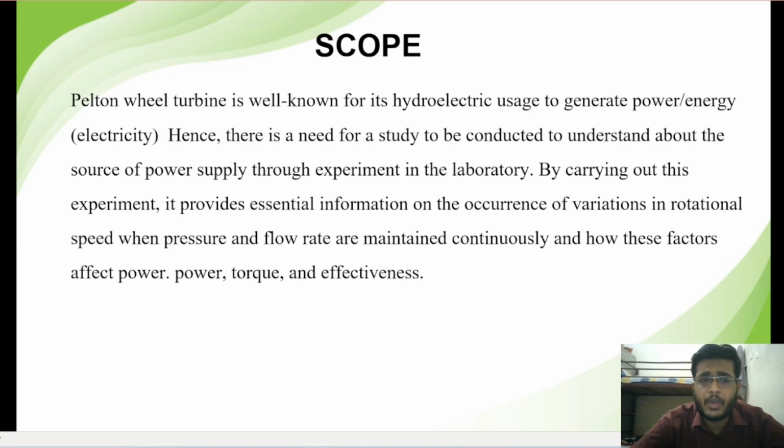By carrying out this experiment, it provides us with essential information on the occurrence of variations in rotational speed when pressure and flow rate are maintained continuously as a constant variable. And also we have discovered how these factors affect power, torque and effectiveness.